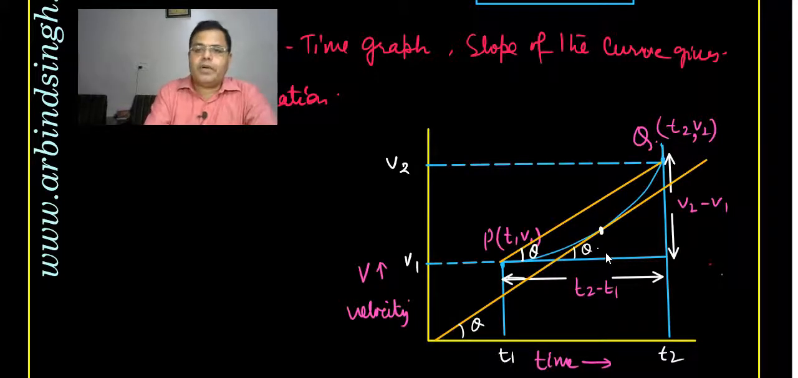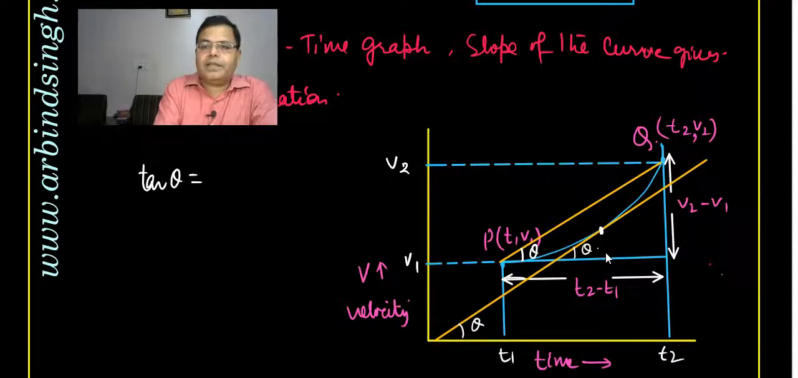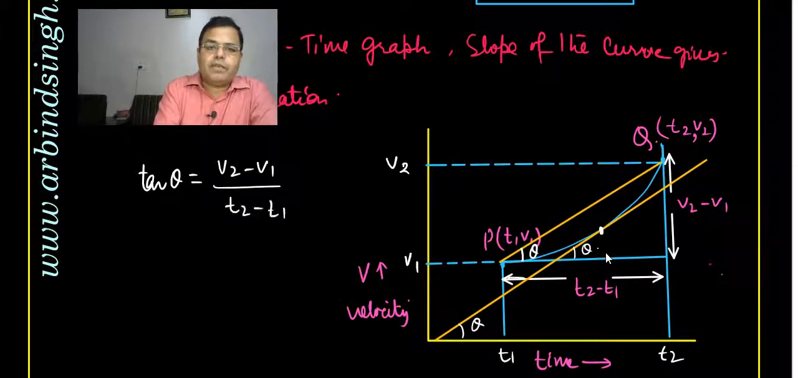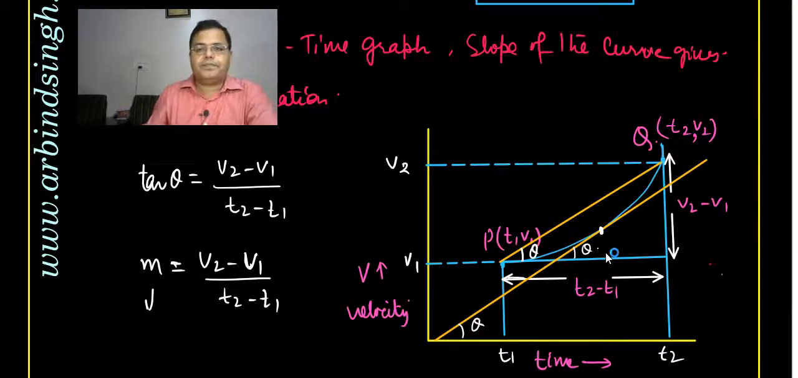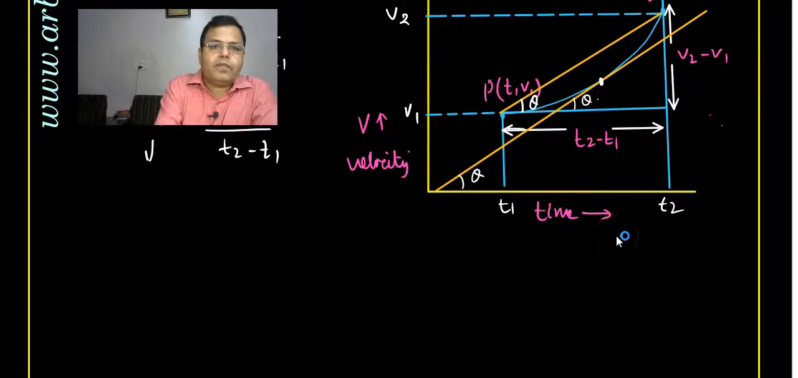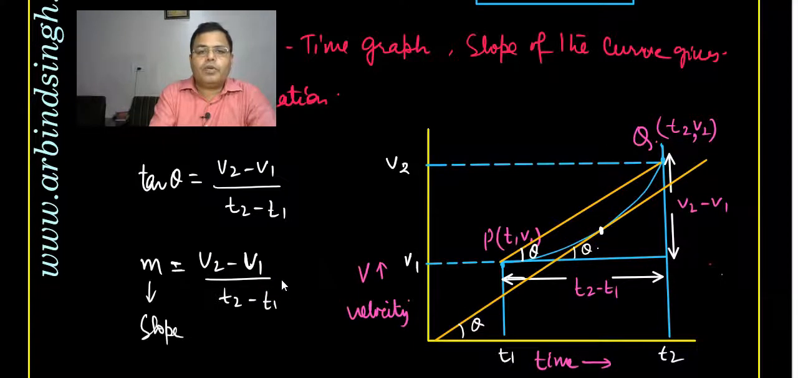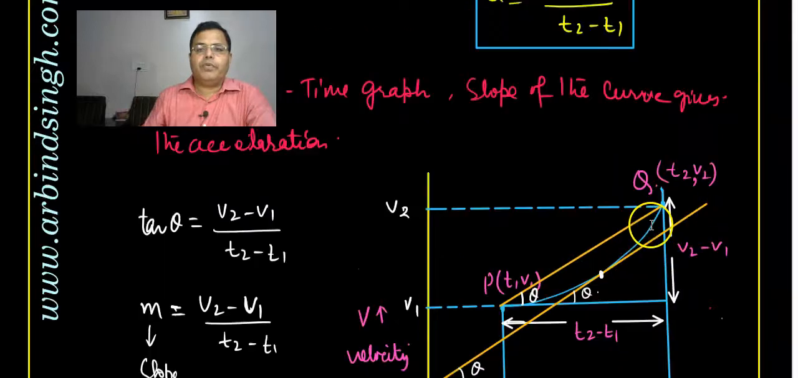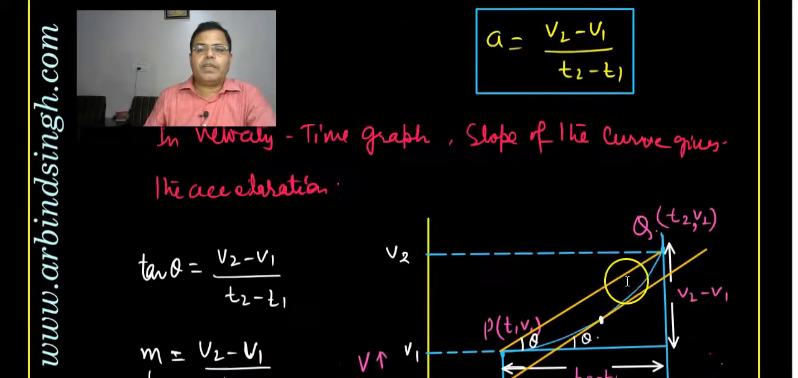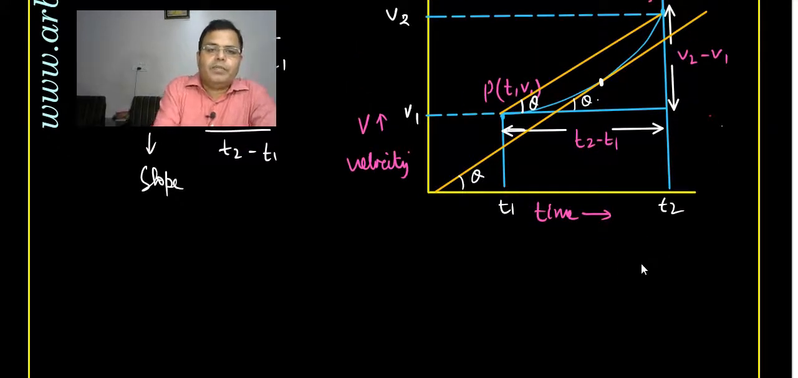If we want to find the slope at any point, the slope is tan theta. Tan theta in this right angle triangle is v2 minus v1 upon t2 minus t1, and that is m, the slope. But we know that v2 minus v1 upon t2 minus t1 is an acceleration. So slope is nothing else but acceleration.